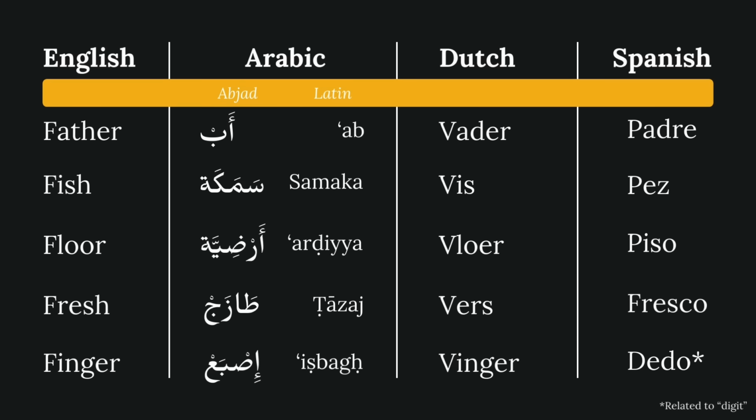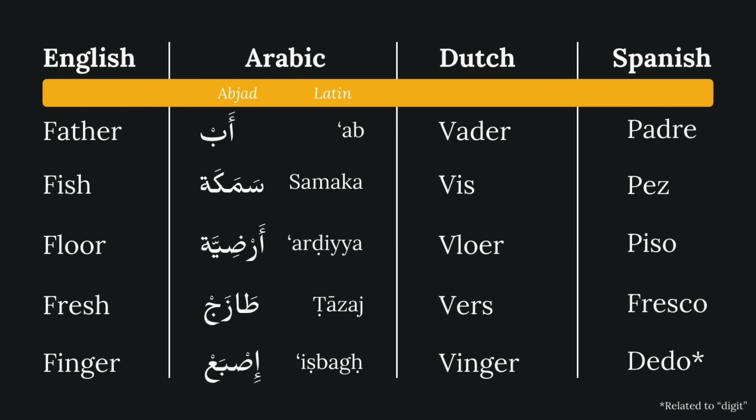For comparison, I also have Dutch and Spanish off to the side. Father, ab. Fish, samak. Floor, ardiyya. Fresh, tazaj. Finger, isba'. Very clearly, I'm sorry, but there's just no chance. Besides, to confirm a genetic relationship, we need to do much more than look at sounds.